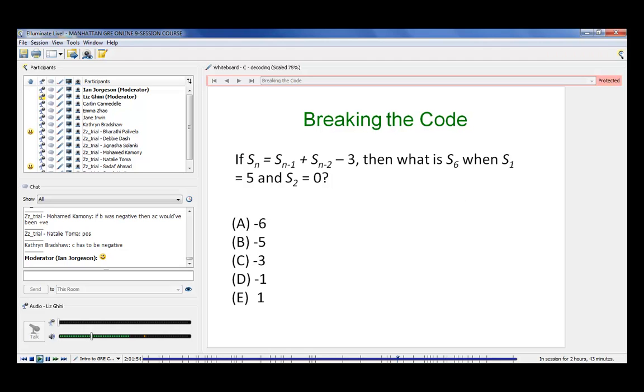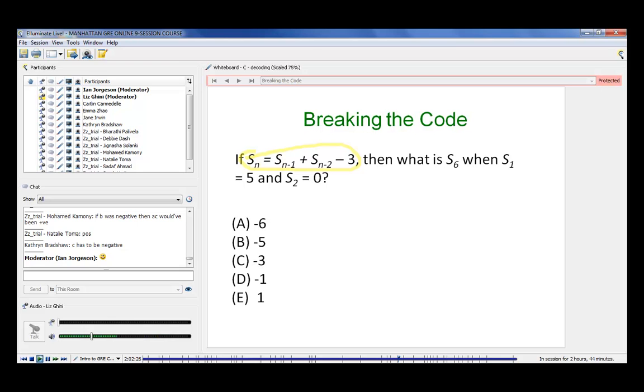I want to show you some other code. This is quite intimidating, isn't it? It looks horrible. Many people start to hyperventilate when they see this. Okay, if S sub n equals S sub n minus 1 plus S sub n minus 2 minus 3, then what is S sub 6 when S sub 1 equals 5 and S sub 2 equals 0? The key to answering this question is not to start by hyperventilating. You need to look at this and say, what does it mean?